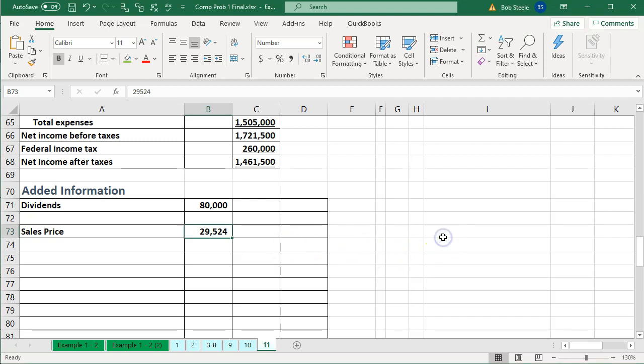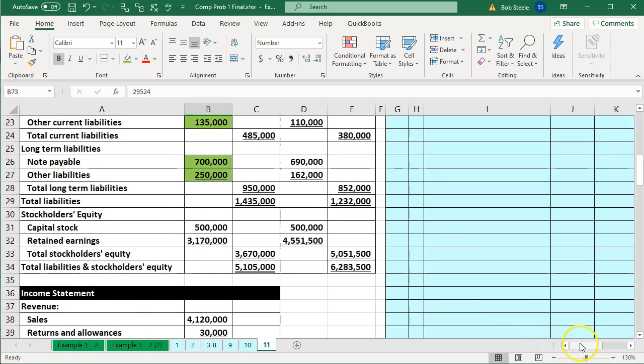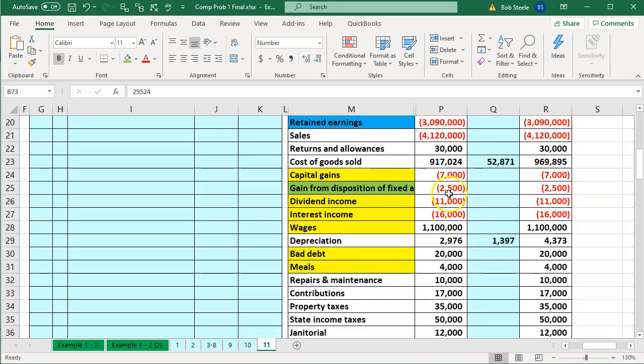That gives us the 2,500 that we would expect here. So we've got the 2,500 gain. So therefore, it looks like it's been recorded correctly on a book basis. Now we have to consider the fact that it'll be different from a tax basis.